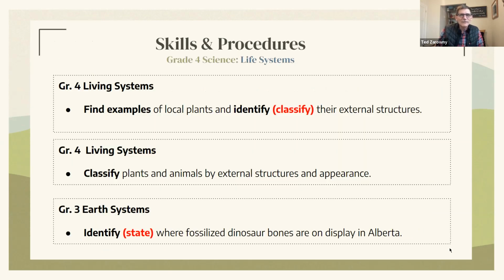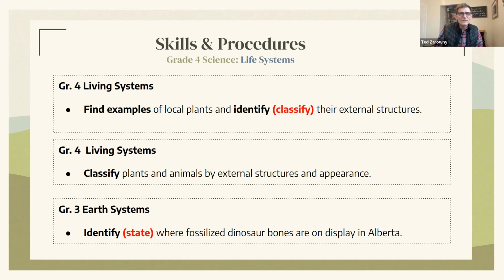in a lot of the outcomes, the word identify is used. And identify can mean different things depending on how it's used. If we take a look at the very bottom, we see in one of the grade 3 outcomes, it says identify where fossilized bones are on display in Alberta. Well, that really means to state, like where are they? We're going to identify the locations.